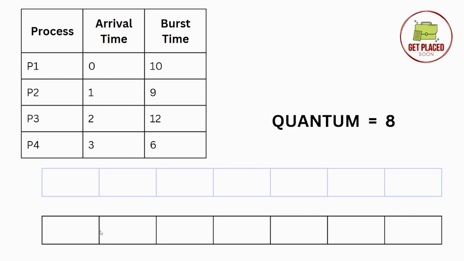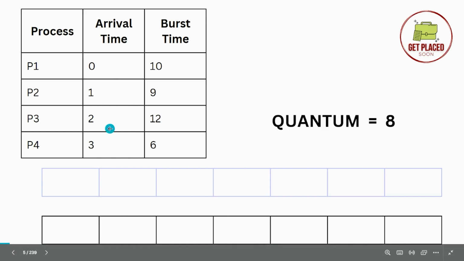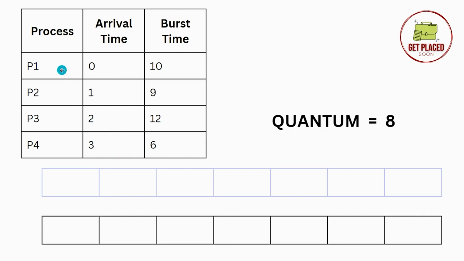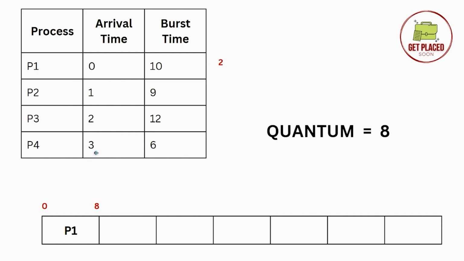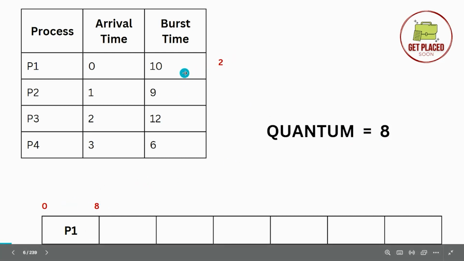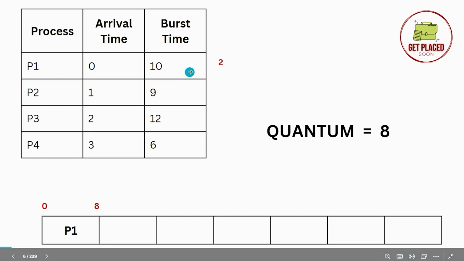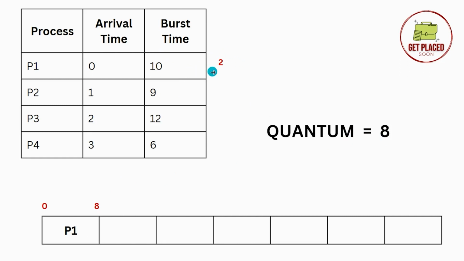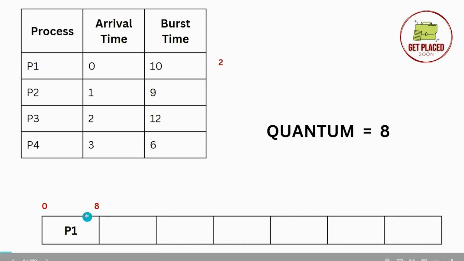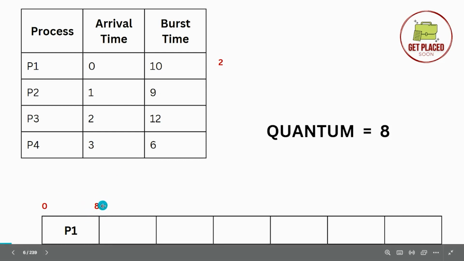So let's get started. As you already know, the arrival times are 0, 1, 2, 3. So the order will be P1, P2, P3 and P4 respectively, the first order. Getting started, as the time quantum is 8, from 0 to 8, P1 will get executed. But the burst time is 10. So 10 minus 8 is equal to 2. Therefore, 2 more units of P1 have to be executed. We will look at it later. Also, you can see from 0 to 8, P1 will be executed till 8.